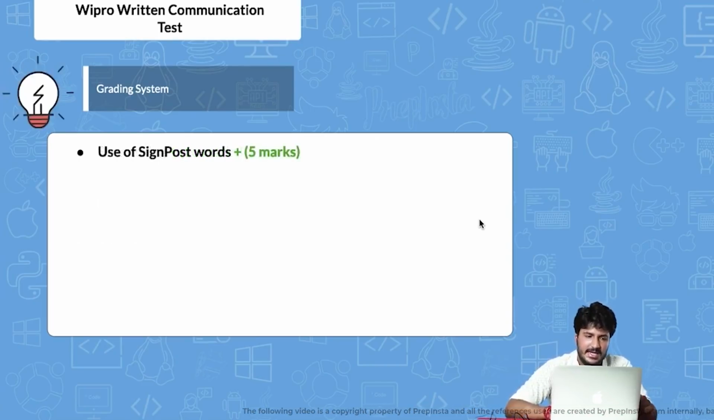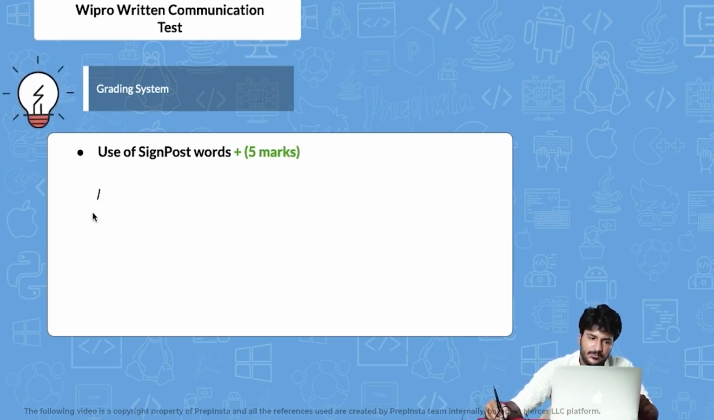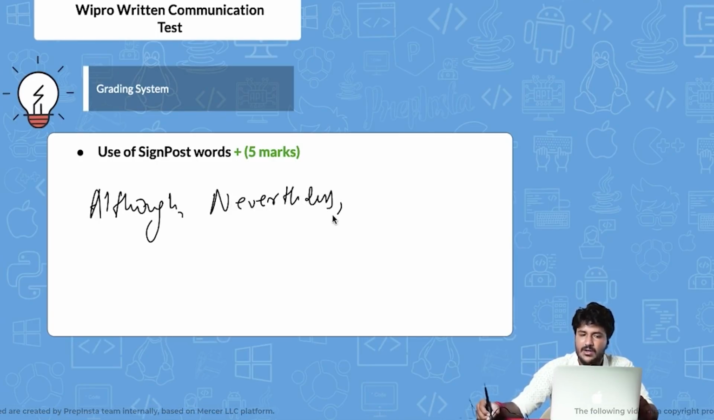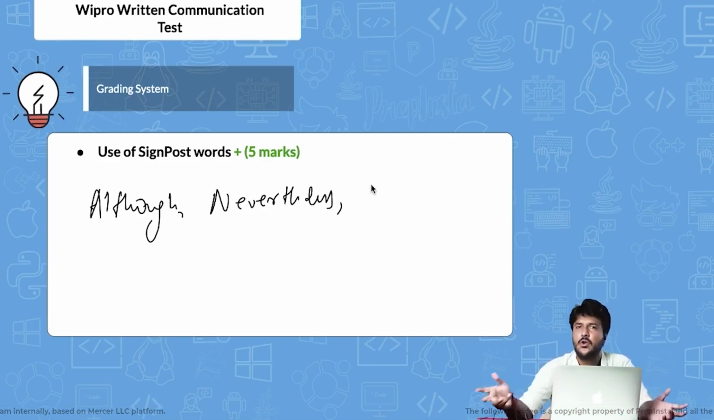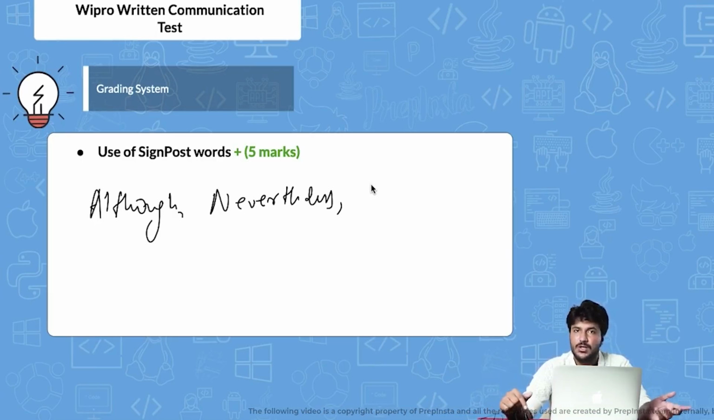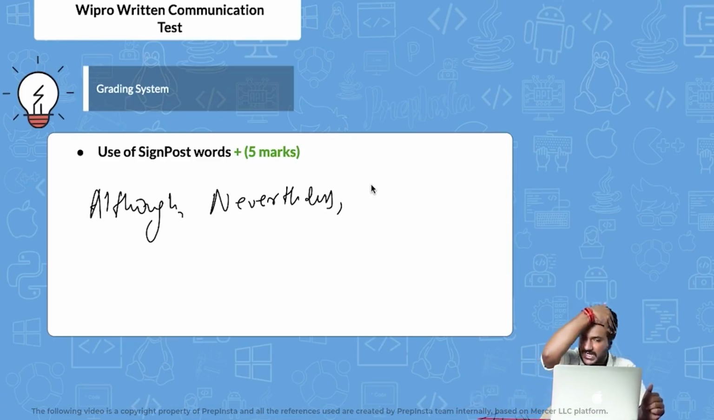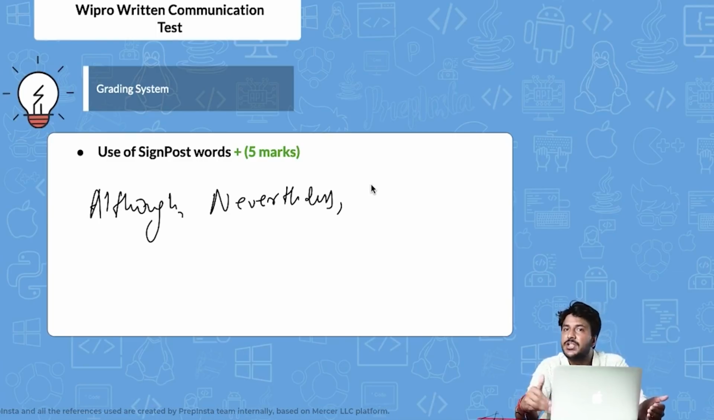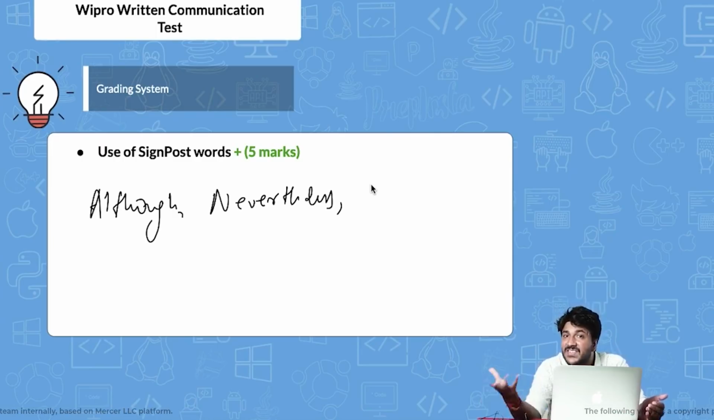Okay, it's exactly here. So what are signpost words? Signpost words are, for example, although, then, nevertheless, either or, neither nor, because, however. So these are examples of signpost words. You can Google signpost words and you will get the list of all the signpost words that are there. What signpost words necessarily convey is that you are trying to shift the idea of what you were going to say, or you are trying to emphasize a particular thing.